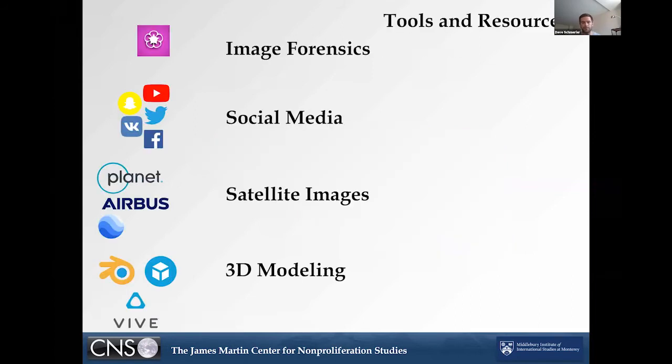Some of the things that make the Center for Non-Proliferation so prolific at monitoring world events, and analyzing and producing reports on things related to WMD, are exploiting different types of mediums. Some are traditional and some are new, and some we just don't use in the way that other people would. That goes from photo forensic software, social media platforms, satellite imagery, and 3D modeling.